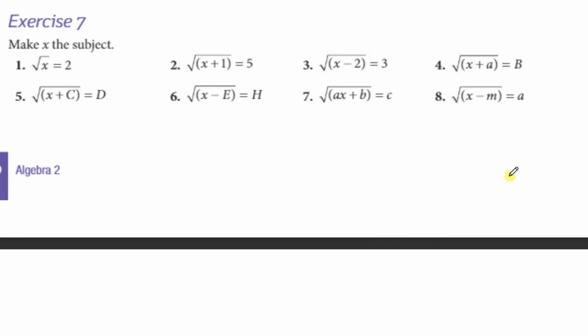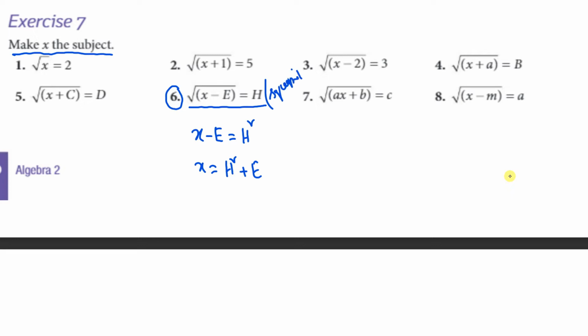Let me do another question, written with a square root on one side. So we are going to find x as the subject from here as well. We need to square on both sides to remove the square root. So if we square on both sides, the term becomes x minus e equals h square. Then x equals h square plus e, because we are squaring on both sides.